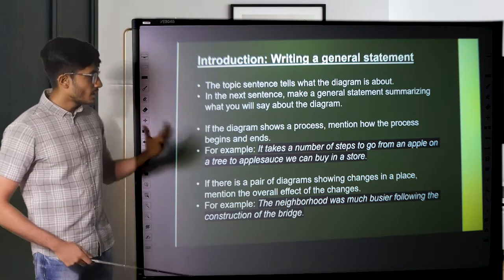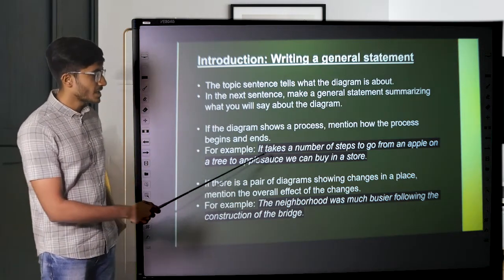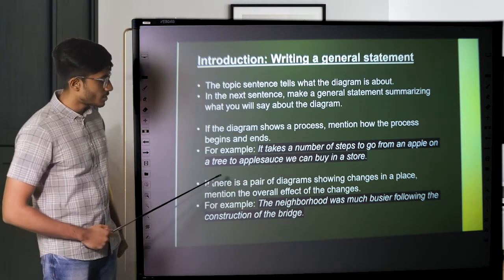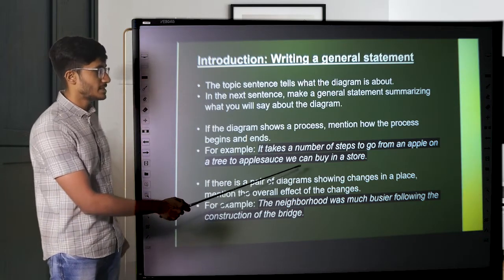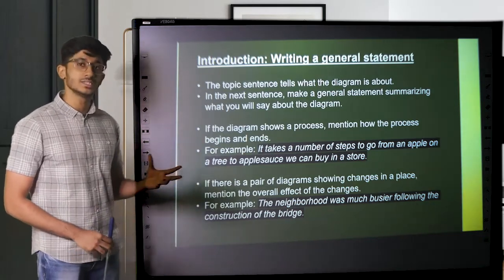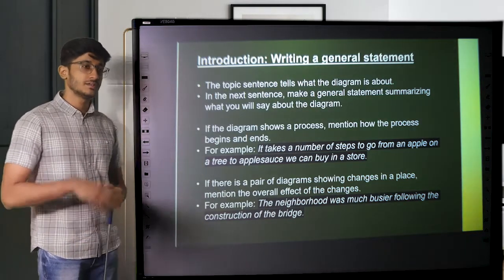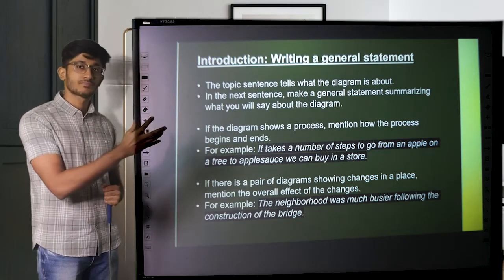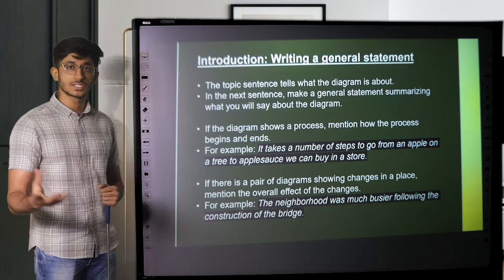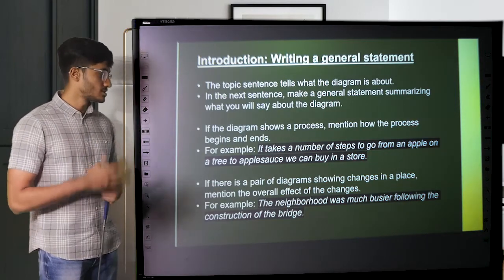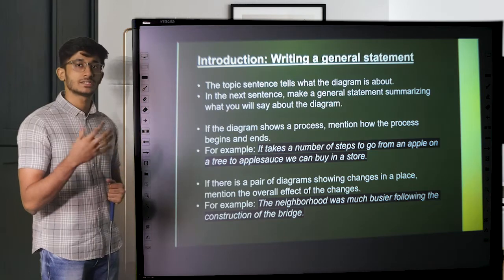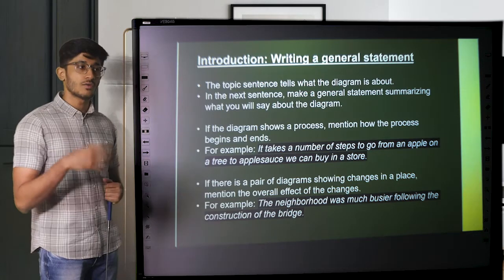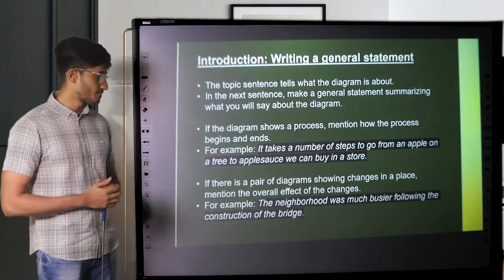If a diagram shows a process, then you have to mention how the process begins and how it ends. For example, a typical general statement may be: it takes a number of steps to go from an apple on a tree to applesauce we can buy in a store. What this tells you is that the process, the different steps, is about an apple from a tree being processed into an applesauce that is sold in a marketplace. That's what a general statement serves basically. It serves the purpose of giving the examiner an idea of what you're going to talk about in the diagram.